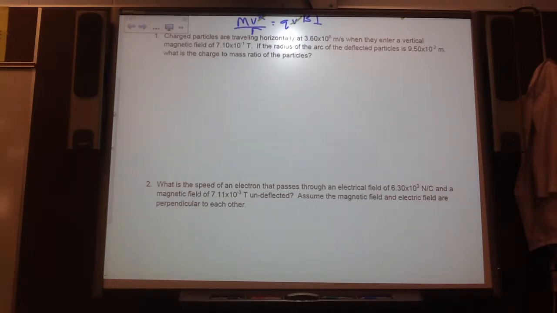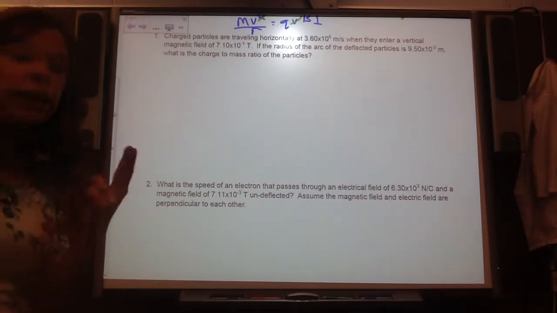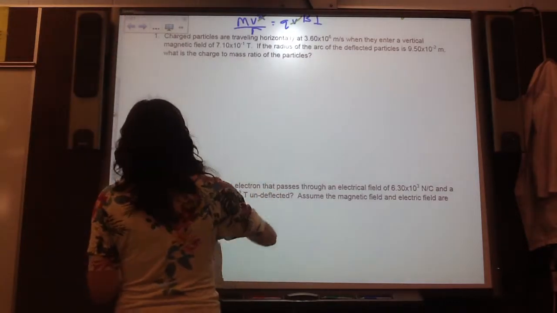So what we're told here is that it's traveling in a circle because it says there's a radius of an arc. Well, to have a radius, I need a circle. Okay, so we know it's circular motion and that it's a magnetic field. So I can make that assumption that Fc is equal to Fm.